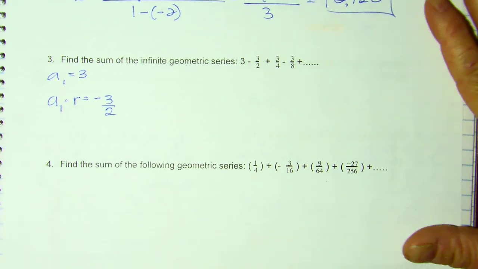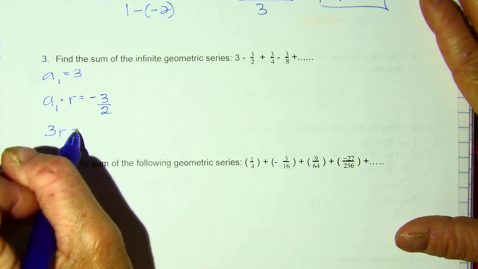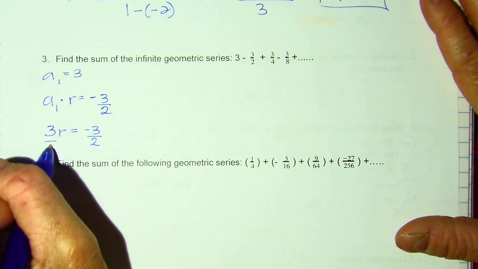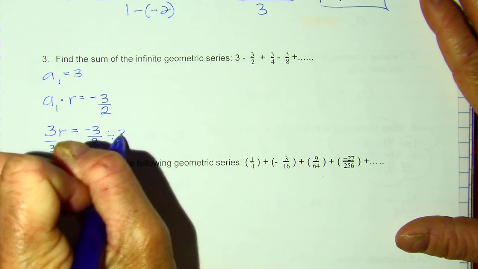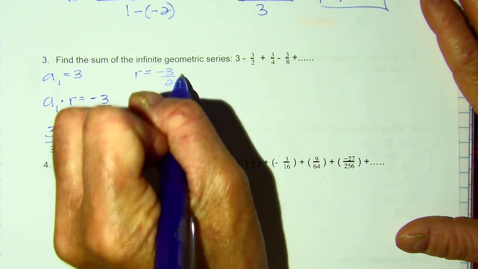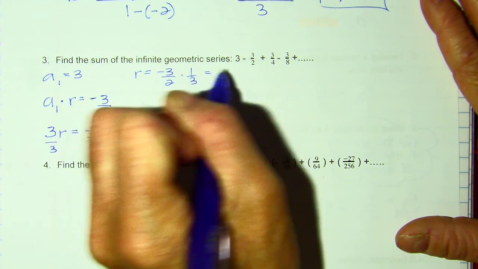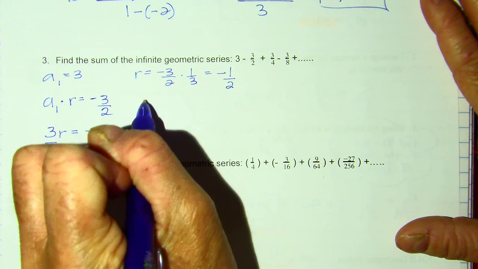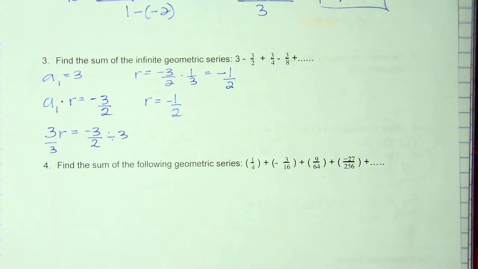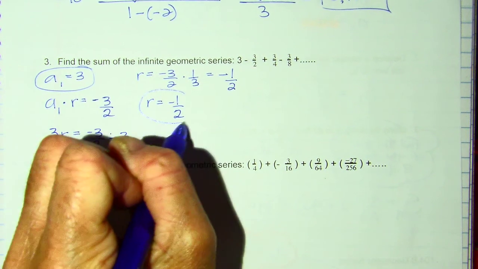So I need to find my common ratio. I know a1 is 3, so 3 times r equals -3 over 2. If I divide both sides by 3, r would equal -3 over 2 times 1/3. So r equals, these cancel, so -1/2. So my common ratio is -1/2. I now have my first term and my common ratio.